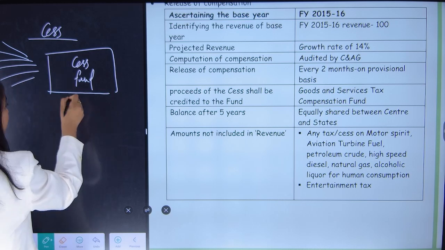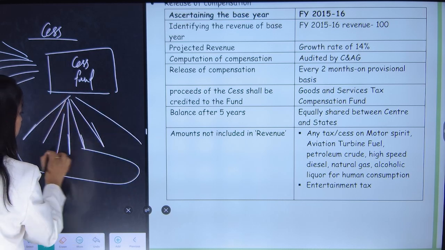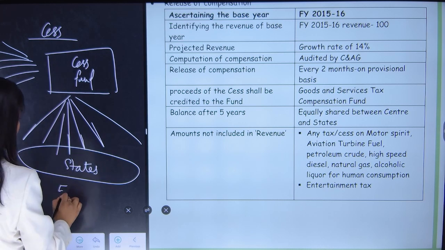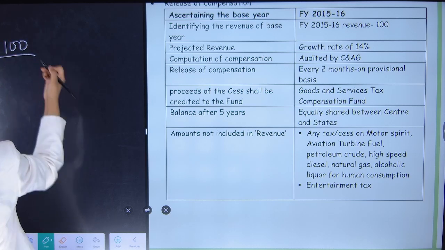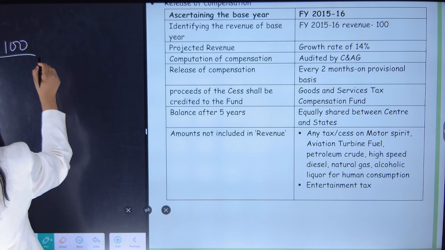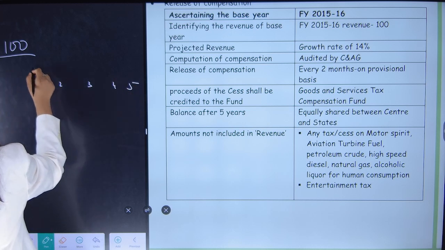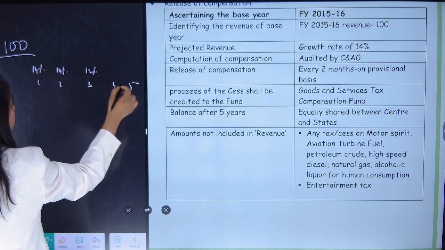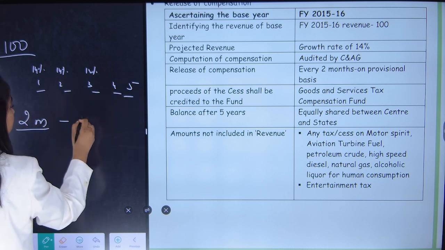Now from this cess fund, they will distribute this to the states. So all these are your states. For how many years? For 5 years. How will this be calculated? You will calculate base year as 100 for next 5 years. Let's say 1, 2, 3, 4, 5. So they are taking a growth rate of 14% each year. So this will be the projected revenue. Every 2 months they will release the cess.